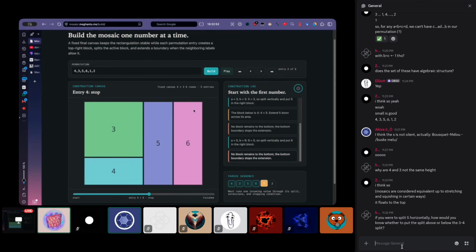The 1 will end up on top, and we wouldn't need to know if we put it above or below it. Like for the split of 5, if I were to split 5 horizontally, it doesn't really matter. And we are going to see why it doesn't matter just after I demonstrate this. So we are going to slice 6 horizontally and put 1 on top.